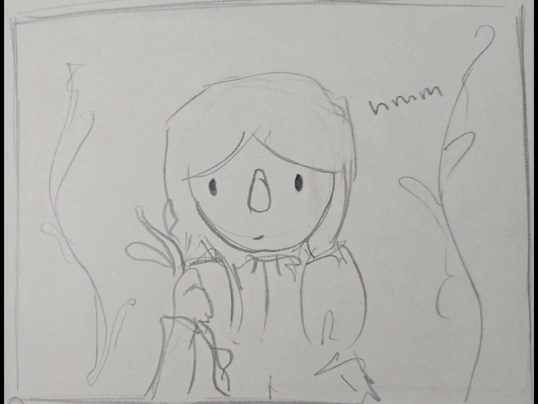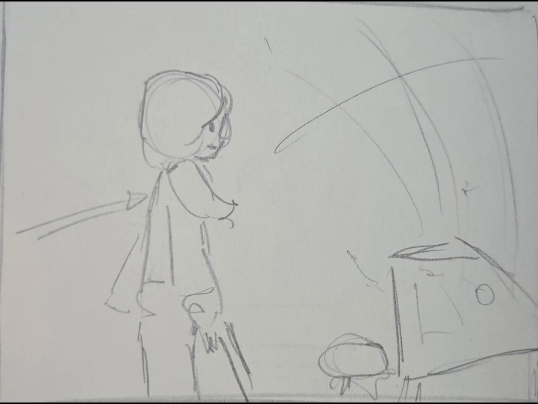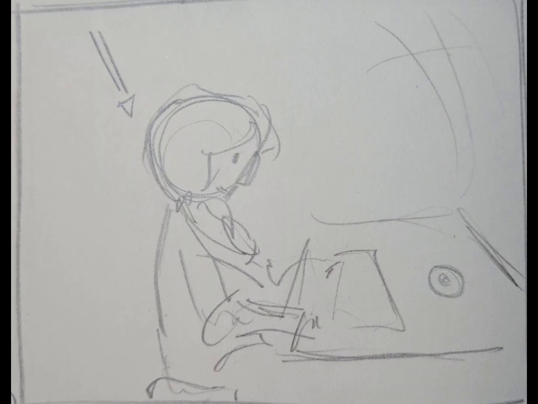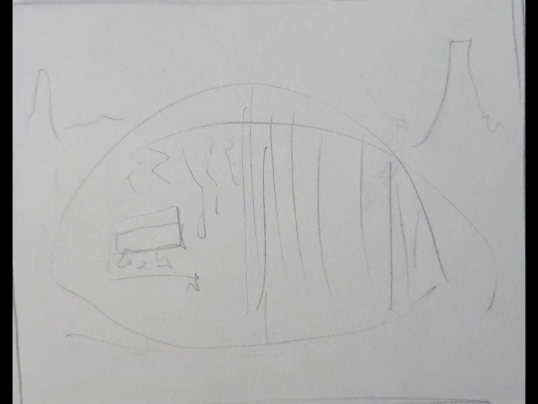Frame 5, extreme close-up. The camera zooms in on Danielle's face. She has a thinking expression as she examines the leaves of the plant that she holds in her hand. Frame 6, the camera pans out as Danielle stands up. Frame 7, she goes to her desk. Frame 8, Danielle sits down. Frame 9, Danielle opens up a digital log at her desk.